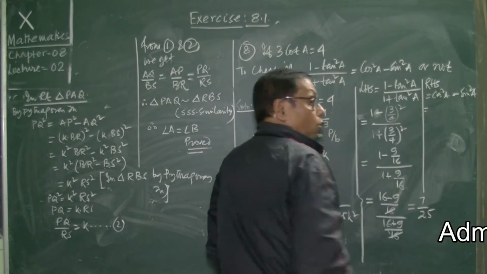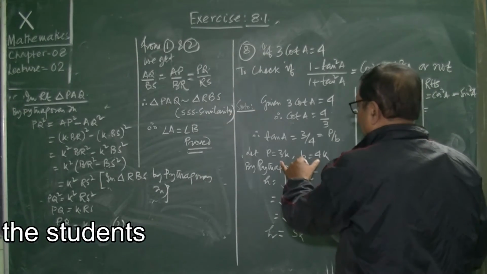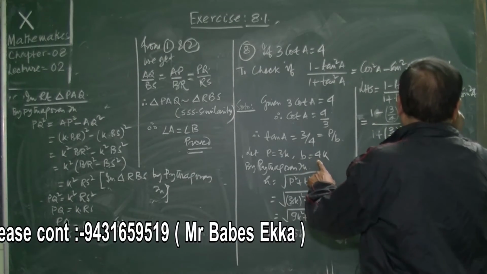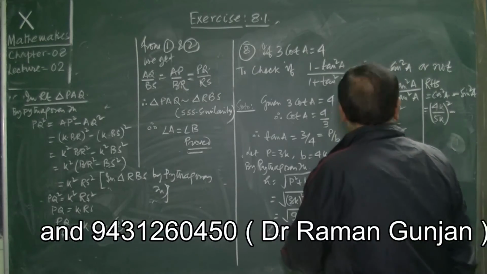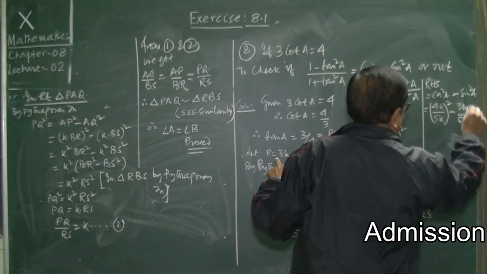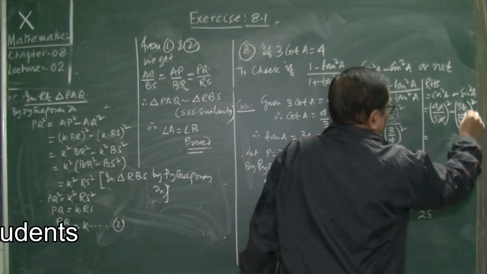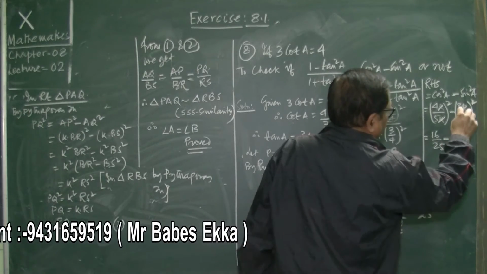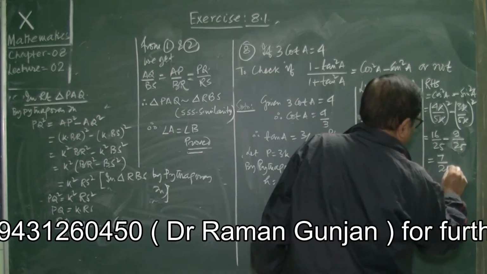Now see, cos square A, cos means B by H, whole square. Your B is 4K and P is 3K. Cos means H is 5K. So B by H is 4K upon 5K, whole square, minus sin square A, P by H whole square, 3K by 5K whole square. K cancels out from both the brackets. Now 4 by 5 whole square gives us 16 by 25, minus 3 by 5 whole square, that will give us 9 by 25. On solving, we will get 7 by 25.